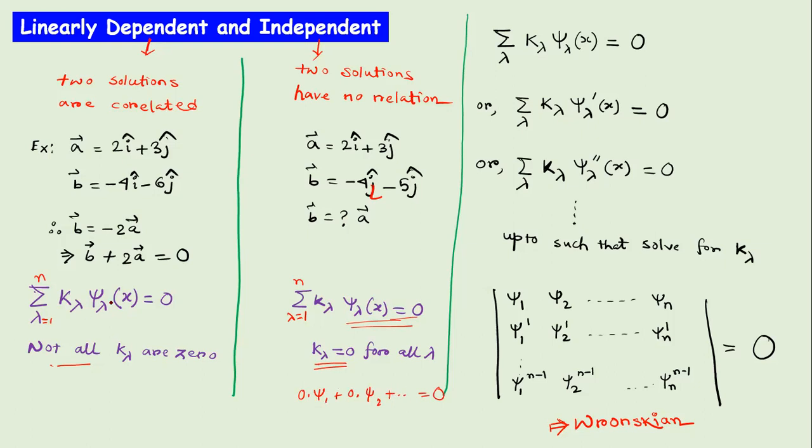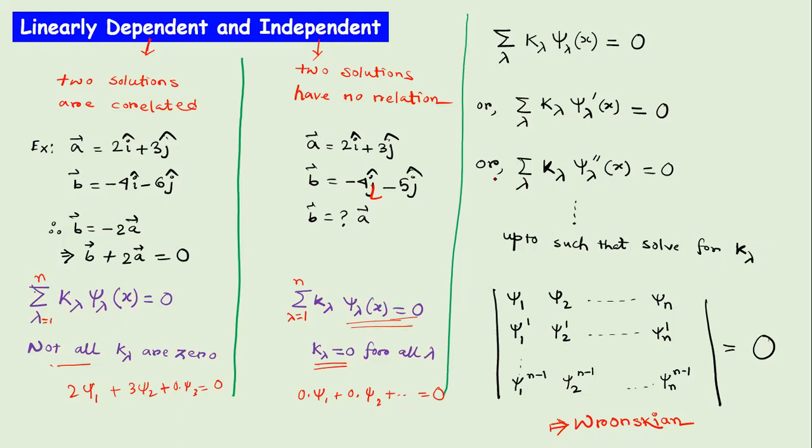But in case they are dependent, then we can write like that: 2 into psi 1 plus 3 into psi 2 plus 0 into psi 3, like that. Here we can write it without all-zero coefficients, but in the independent case this form is possible only if all the coefficients are 0. This is the linearly independent solution.